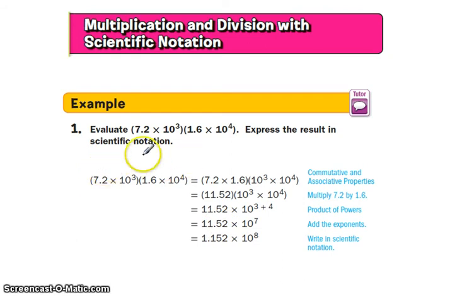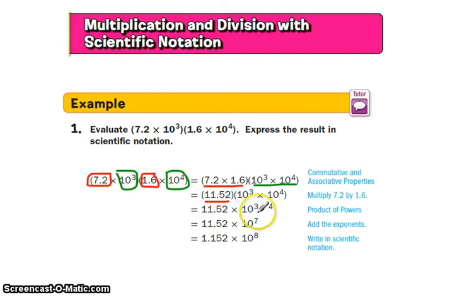Okay, here are your 2 numbers that you're multiplying that are in scientific notation. What they've done is they've grouped them. So they took 7.2 and they took 1.6 and they put them together. Then they've taken 10 to the third times 10 to the fourth and put those together. It's kind of like putting like terms together. But since it's all multiplication, we know through the commutative and associative properties that we can move things around and it's not going to affect our answer. So they've taken 7.2 times 1.6 and got 11.52.